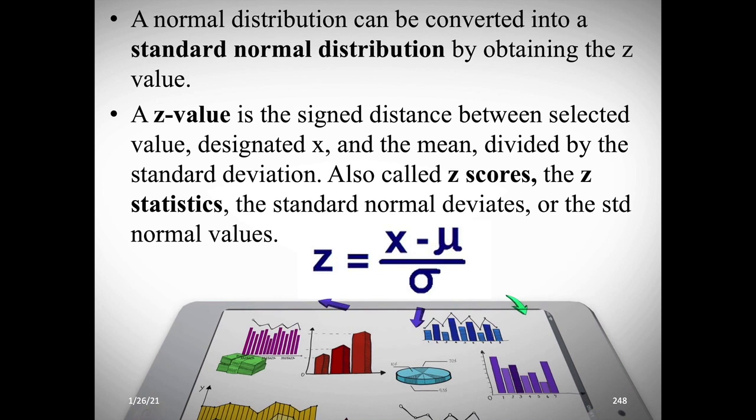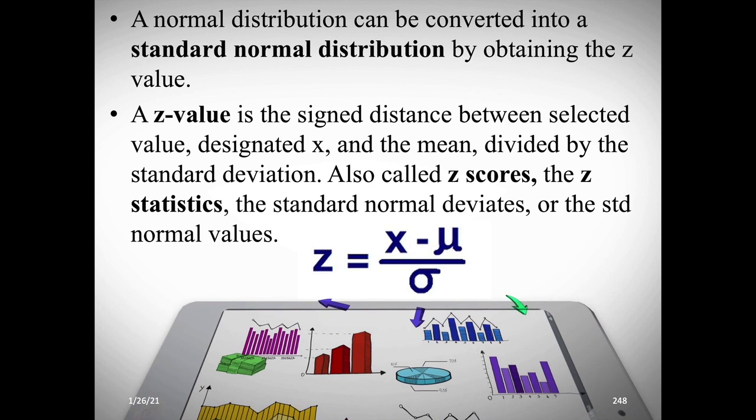Now, a z-value is the signed distance between the selected value, designated x, and the mean, divided by the standard deviation, or also called the z-score. Sometimes other professors or books call this z-stat or z-statistics. It is just the same. Standard normal deviates or standard normal values, it is all the same. Z-score, z-value, z-stat, z-statistics, it is all the same.